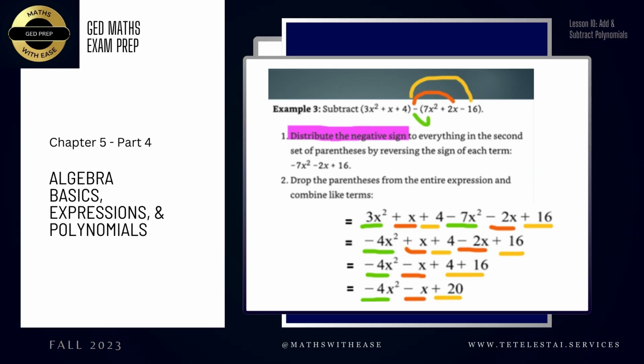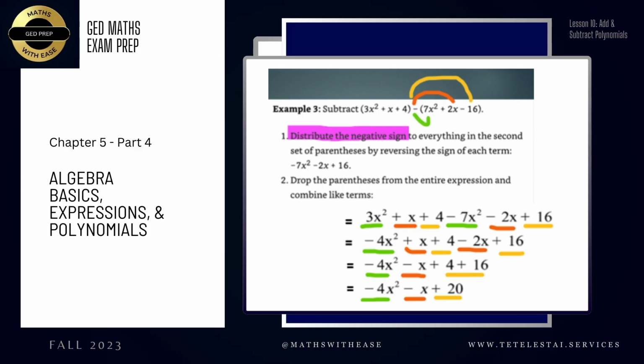I think it was in the last lecture we discussed that when you don't see a number next to a variable, you automatically assume that the coefficient is 1, right? So we have an imaginary 1 here that's not written. So when you add 1 to negative 2, you have negative 1, and that's where this negative x is coming from. Then our next set of like terms are our two constants, 4 and 16. We add those together. 4 plus 16 is 20.